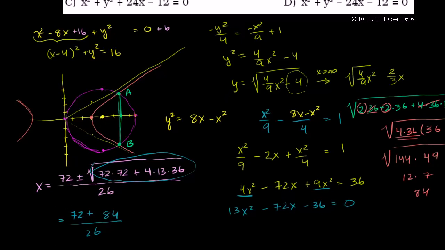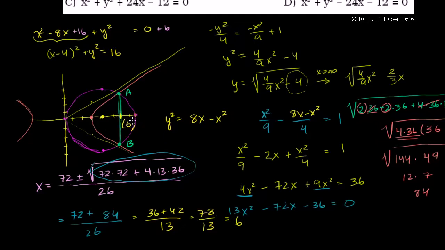So the first thing to do, actually, let me just divide the numerator and the denominator by 2. This is the same thing as 36 plus 42 over 13, and this is the same thing as 78 over 13. And it looks like 78 is divisible by 13. 78 divided by 13 is 6. This is equal to 6. So the x-coordinate here is 6. It's right there.